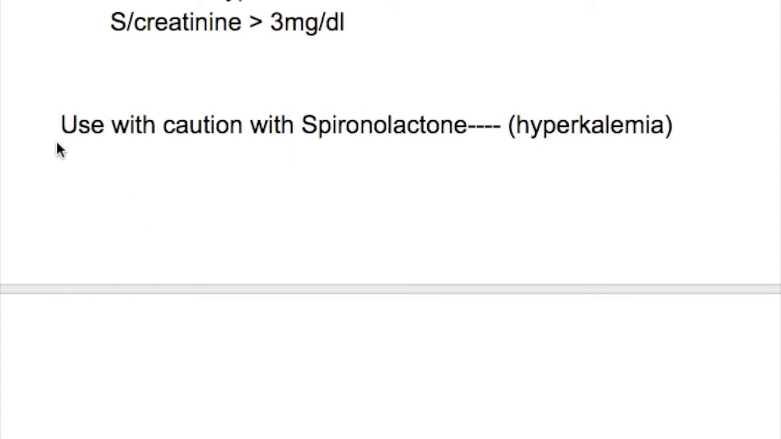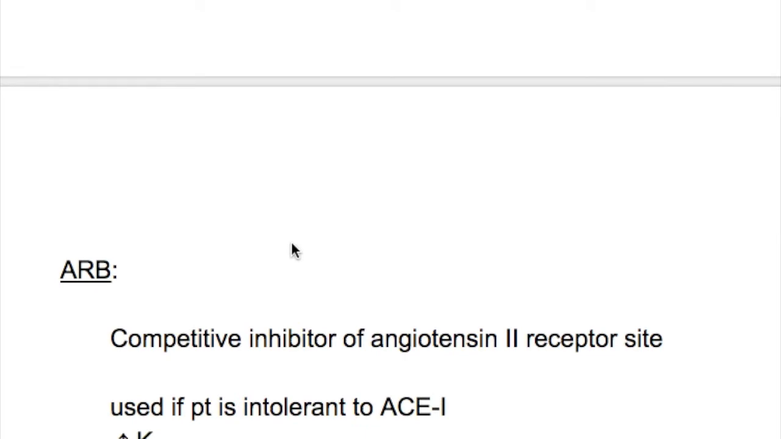How do you use the ACE inhibitor with spironolactone, and why should we use it with caution? It is used with caution with spironolactone. Why? Because spironolactone also causes hyperkalemia, and ACE inhibitors also cause hyperkalemia.